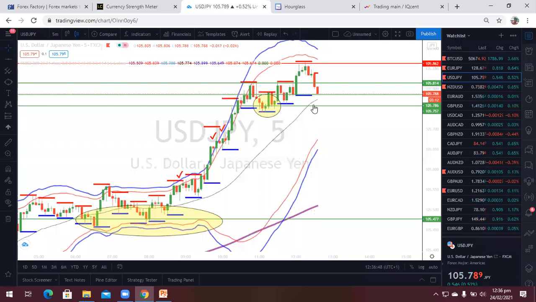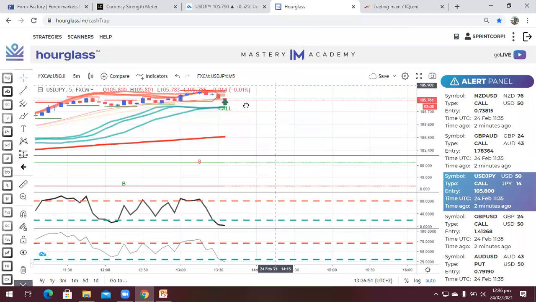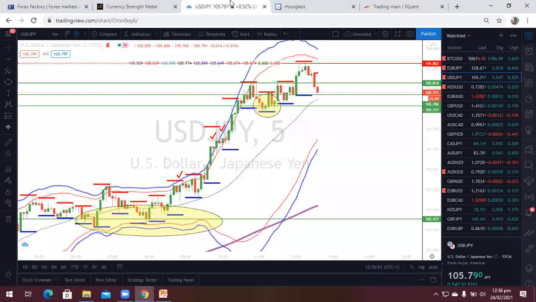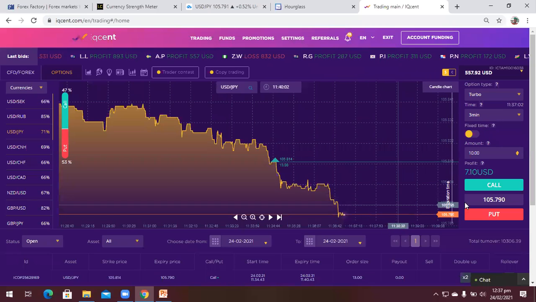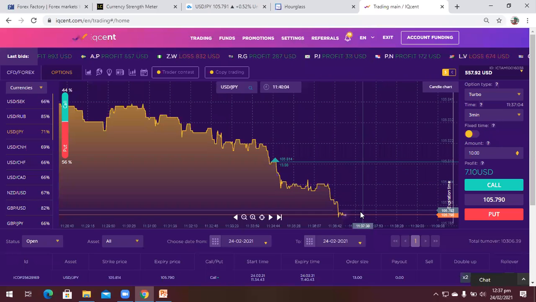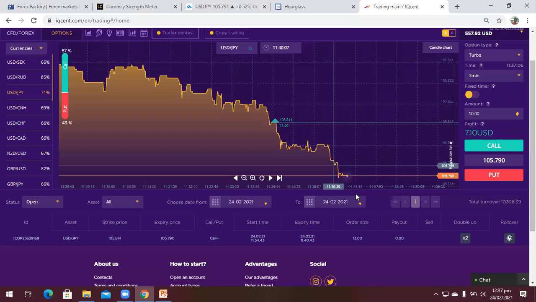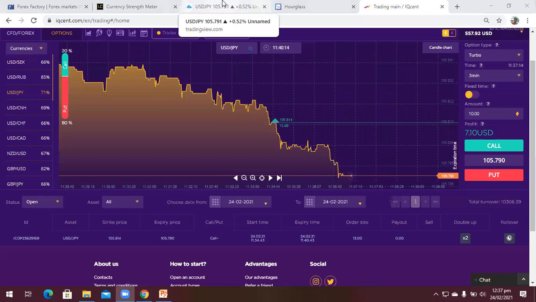So let's see what's happening here. Let's wait for it at 786. I think that's another better entry. 786. Is it there already? Still at 790. That's 790.